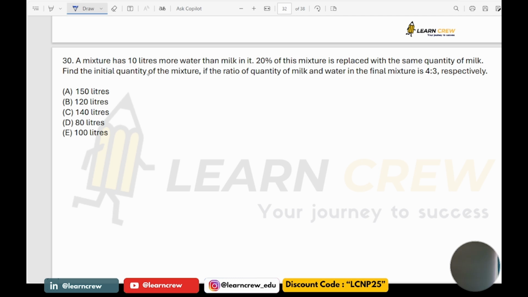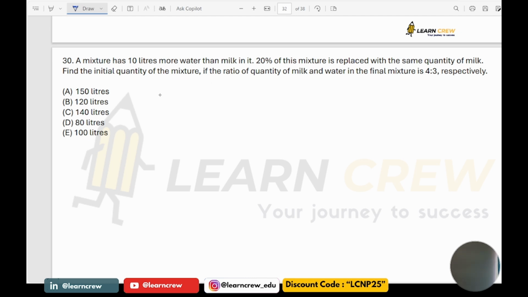A mixture has 10 liters more water than milk in it. 20% of this mixture is replaced with the same quantity of milk. Find the initial quantity of mixture. The ratio of quantity of milk and water in the mixture is 4:3 respectively. So if you see here, what is given? 4:3.